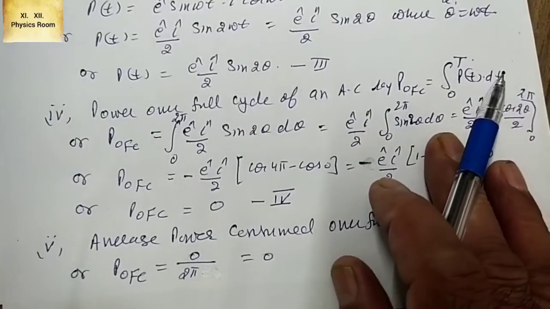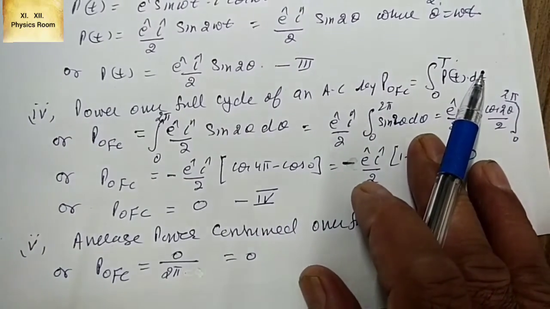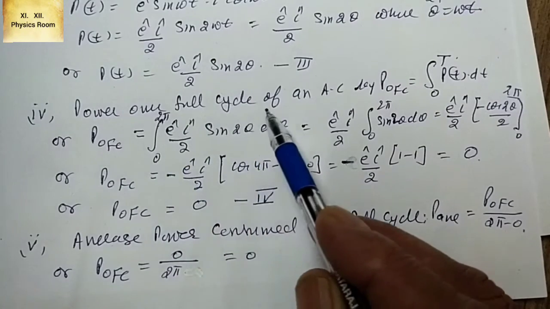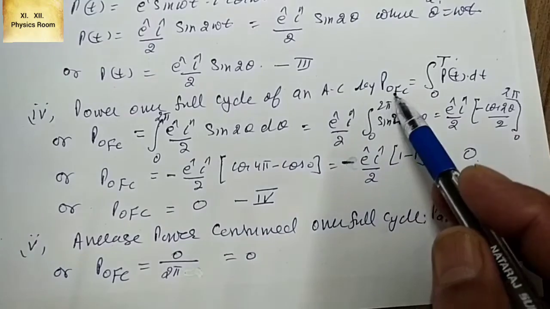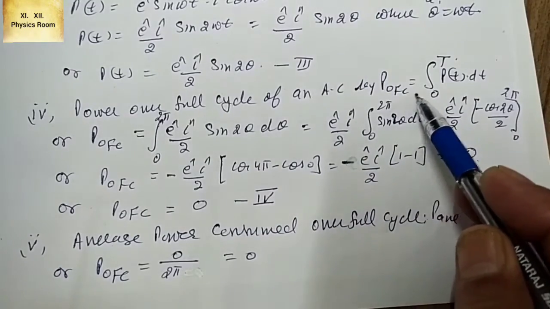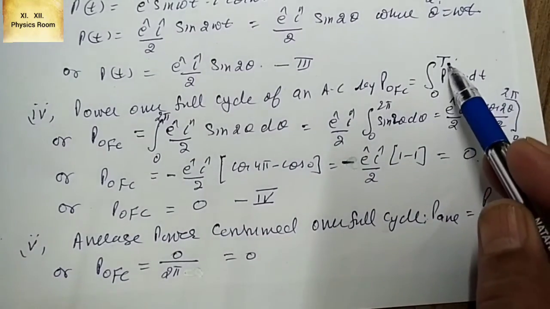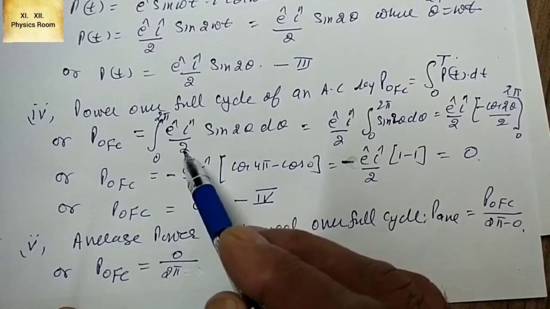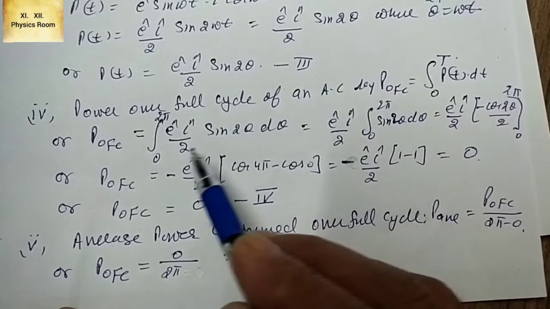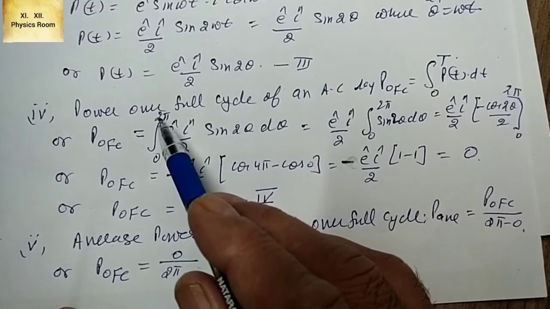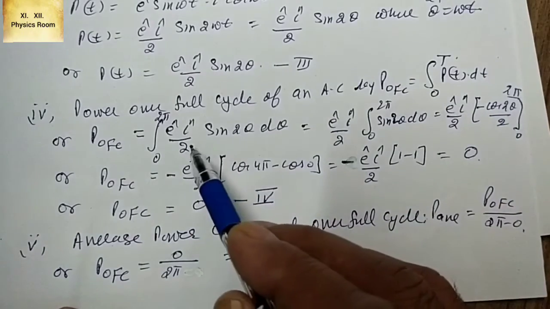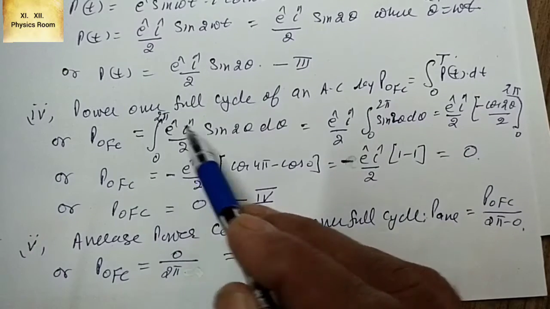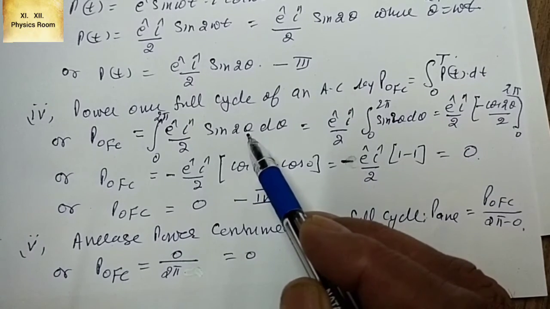Now fourth point, power over full cycle of an AC. Power over full cycle of an AC, say P over full cycle, is equal to integration p(t) dt from 0 to T, or P over full cycle is equal to integration E max I max by 2 into sin 2 theta d theta from 0 to 2 pi. We write the value of p(t) here, and in place of T we replace it by 2 pi, because here we have replaced omega t by theta.